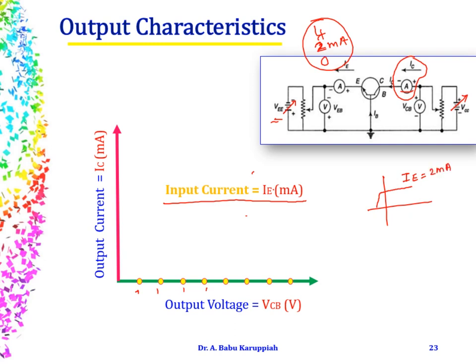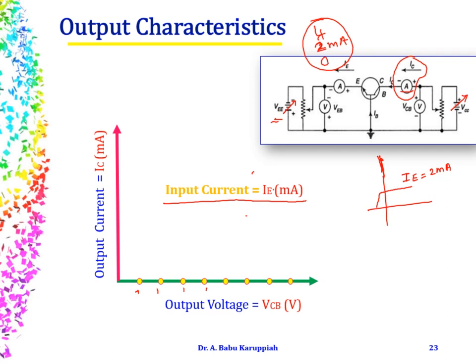And what are we supposed to do next? So this is one curve that you have got. You need to have different curves for different emitter currents, is it not? So in order to obtain the second set of readings, I need to change this emitter current and keep it fixed thereafter, right?